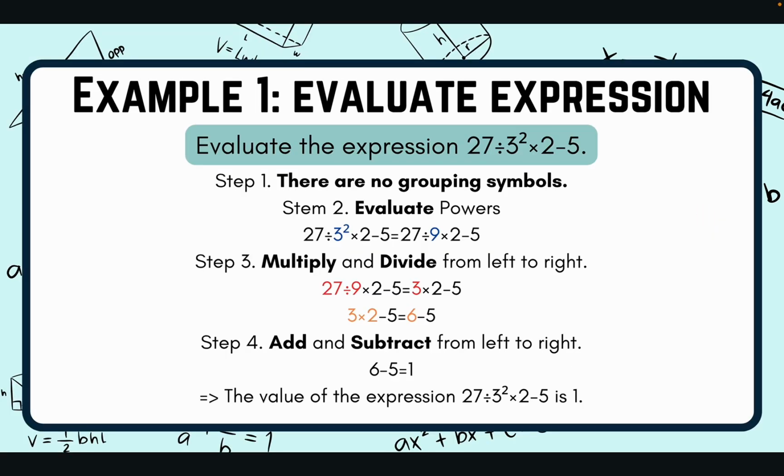Let's move on to examples. So here's an example of evaluating an expression following the order of operations. First, we have to evaluate the expression inside a grouping symbol. But there are no grouping symbols, so we are going to skip this. Step 2. We have to evaluate the powers. Here is 3 squared, and we can fix this to 9.